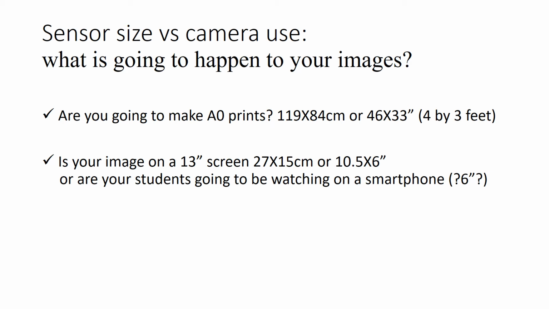A0 is several of these sheets added together, and we get something which is 119 by 84 centimeters, which is approximately 4 by 3 feet in terms of size. Is that what we're going to do?